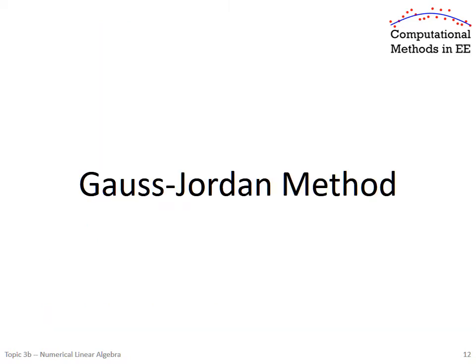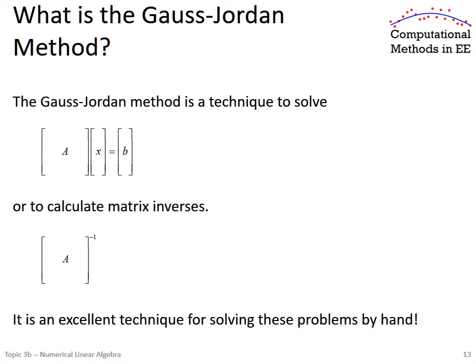Our next method is the Gauss-Jordan method. This is an excellent method for solving AX = B by hand or calculating matrix inverses by hand. So those are really the two goals of this method: solving AX = B and calculating matrix inverses.